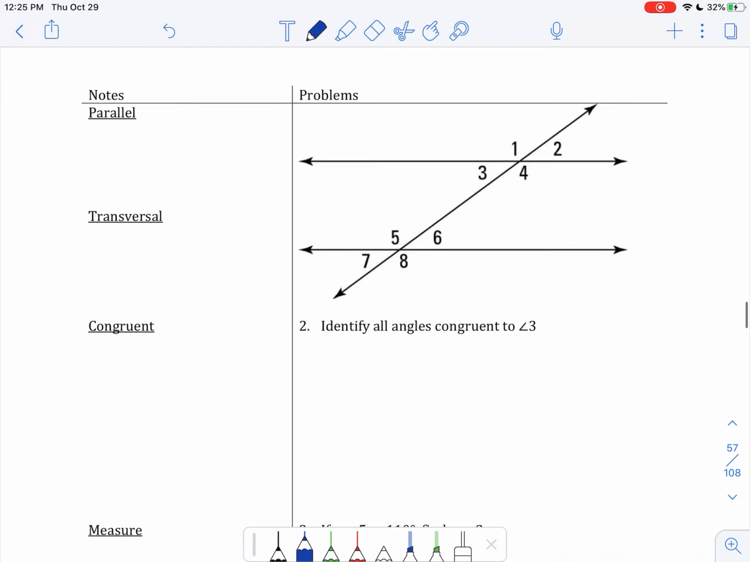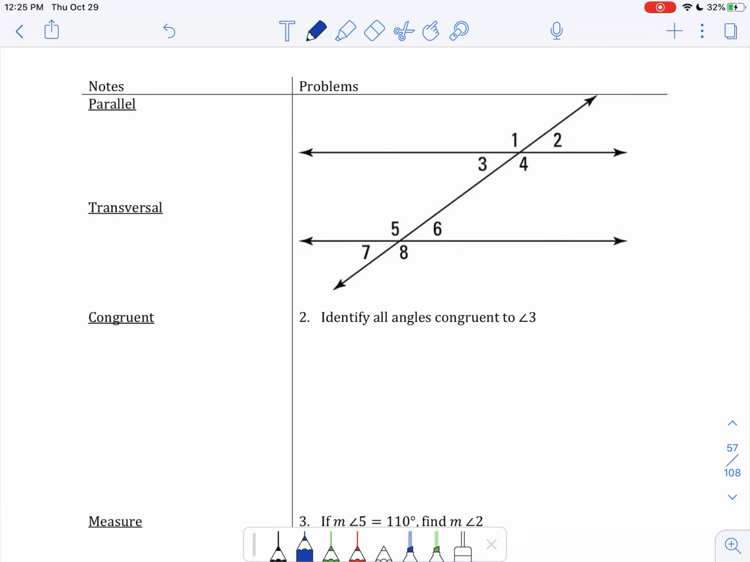All right, we're going to talk about a little bit more vocabulary. And we're going to talk about parallel lines. Again, this is one that I would expect you to know. These are lines that never cross, or could be a plane, could be a flat surface that never crosses.